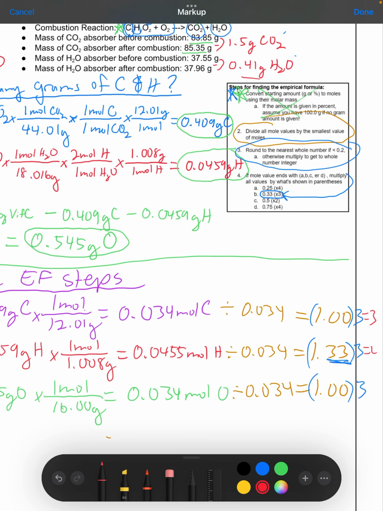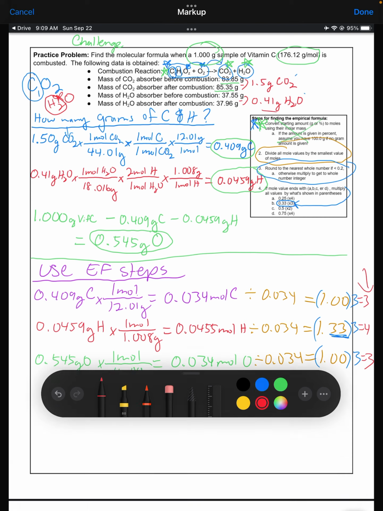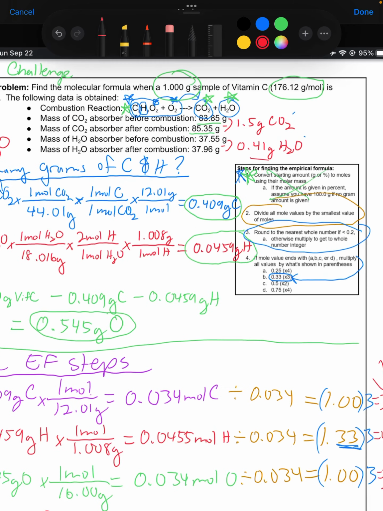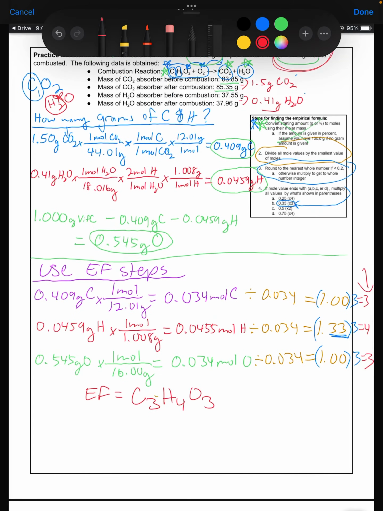3, 4, and 3 as my whole number ratios, which means that after all of this, I finally calculated my empirical formula. My empirical formula is equal to C3H4O3, because again, these values here are my whole number ratios for that empirical formula. Now that I've done that, I can finally use that information in the problem up at the top, this value right here, to calculate my molecular formula.